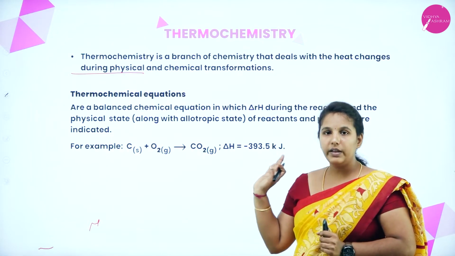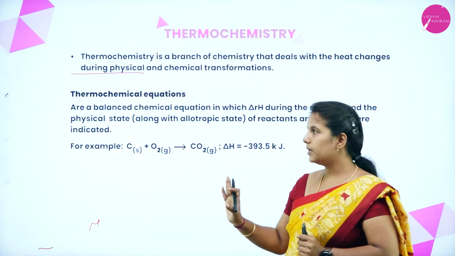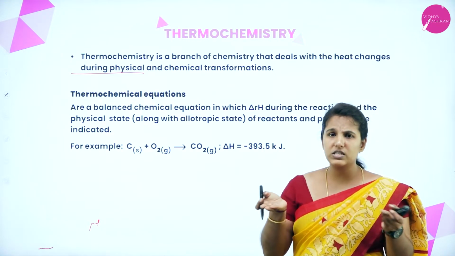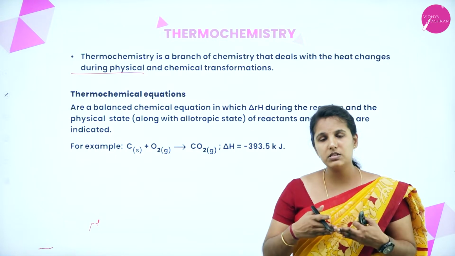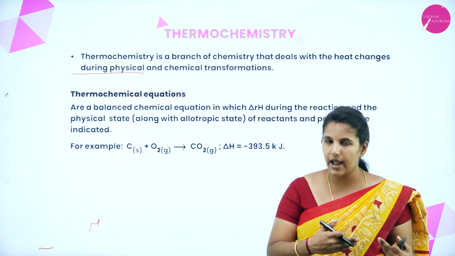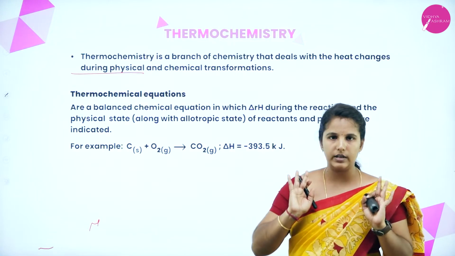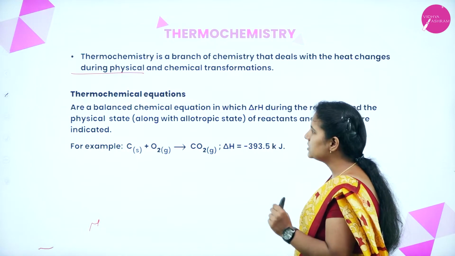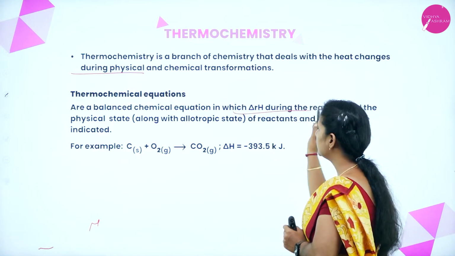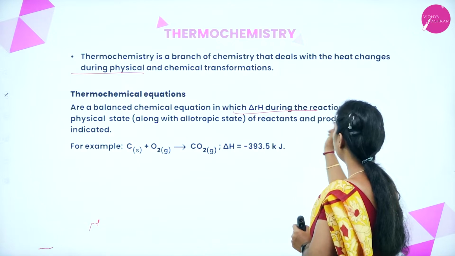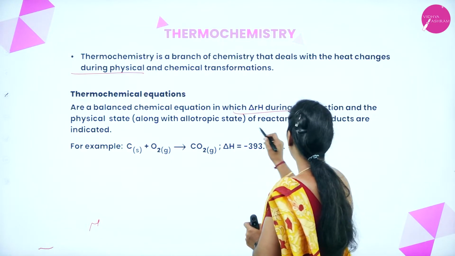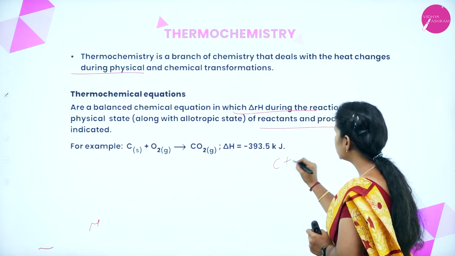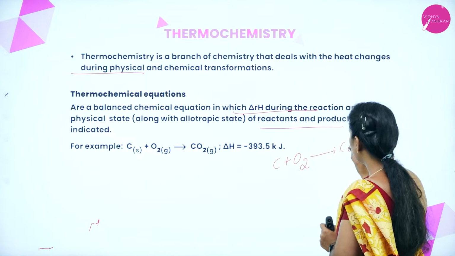For this, we go with the thermochemical equation. We'll see what a thermochemical equation is, because in chemistry, an equation is where a reactant gives rise to a product. Correct, no? Then what is a thermochemical equation? Thermochemical equations are balanced chemical equations in which the delta rH during the reaction and the physical states of the reactants and the products are indicated. So it is not just a reaction between reactants to give a product.